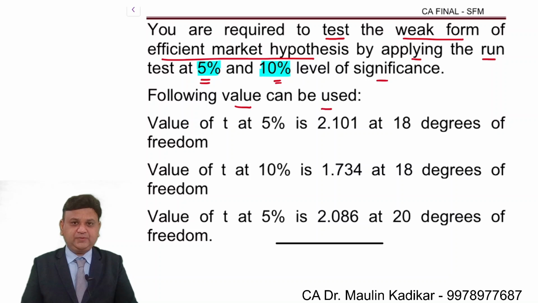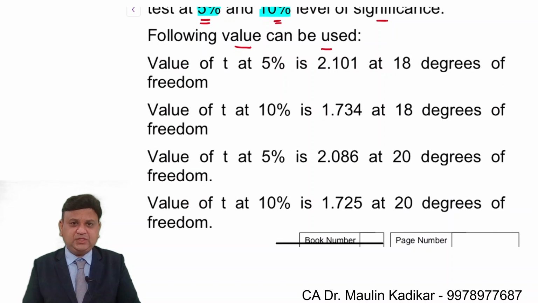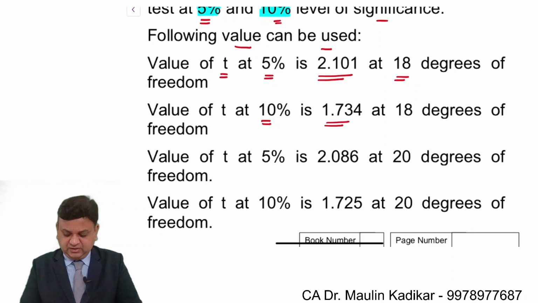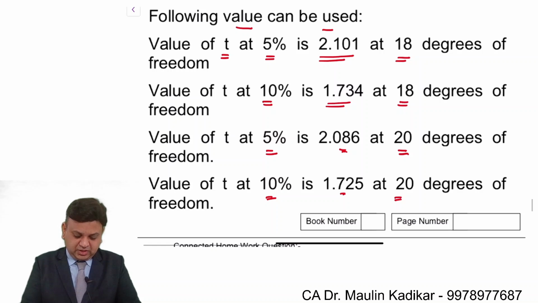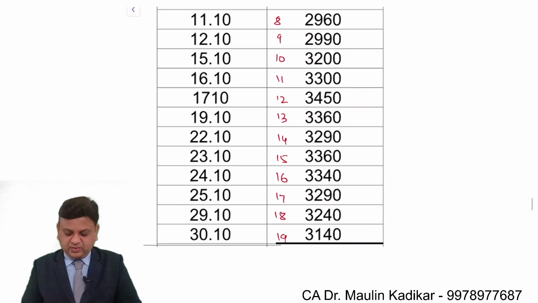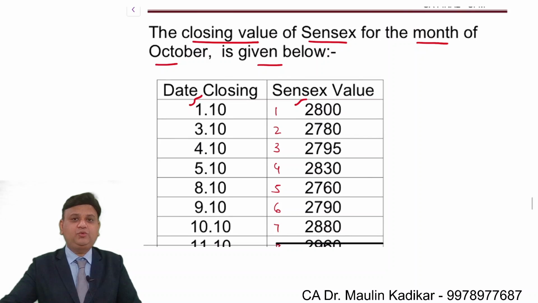The following values can be used. Friends, as I told you, we are required to find something like a range, and for that this information is going to be helpful. The value of t at 5% is 2.101 at 18 degrees of freedom. For 10%, the same type of reading is given for 18 degrees of freedom. Again 5% and 10% for 20 degrees of freedom, we have been provided with the reading. So how we are supposed to use this reading and this data, that is what we are now going to understand.